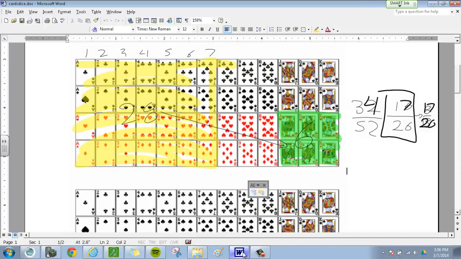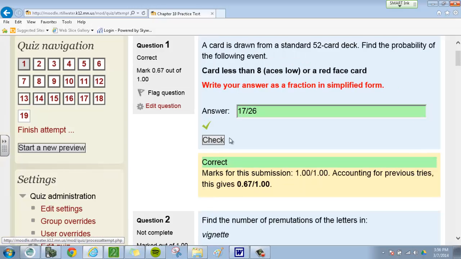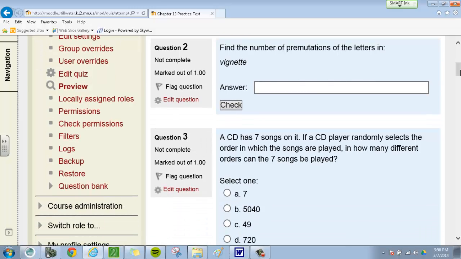Whoa. See, it can happen to all of us. So we'll change that to a 17 out of 26. 17 out of 26. Check that out. Boom. There we go. So, lesson, slow down. Take your time. But I don't have a lot of time, so I'm going to go kind of fast. I'll probably make more mistakes.